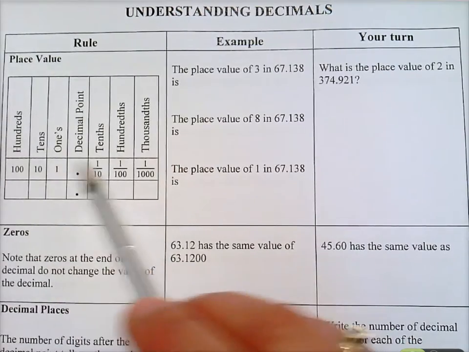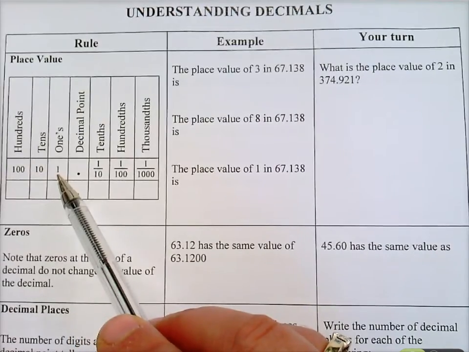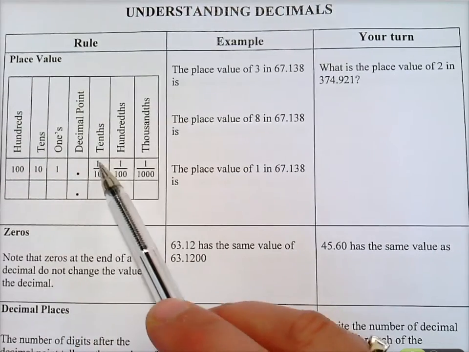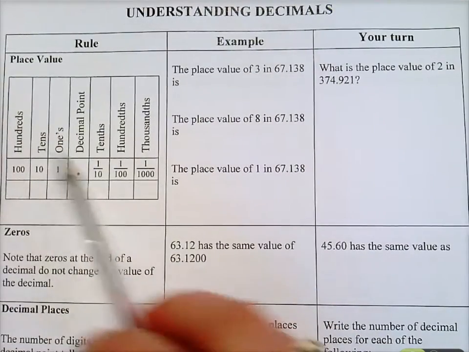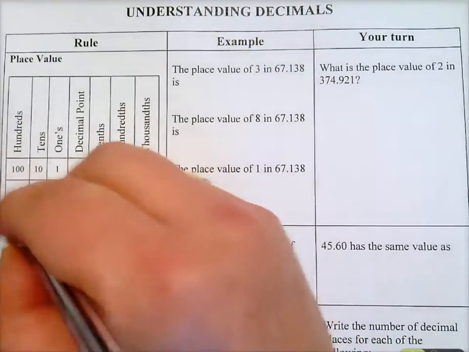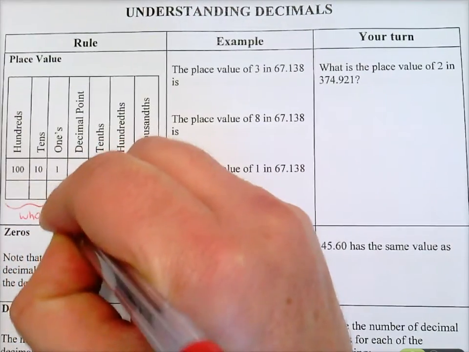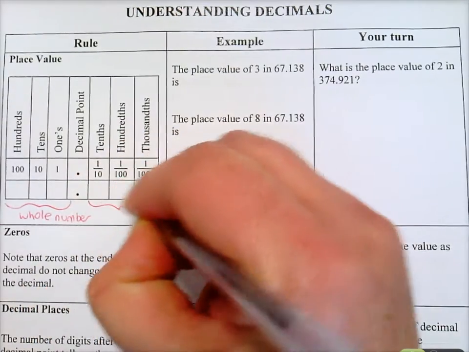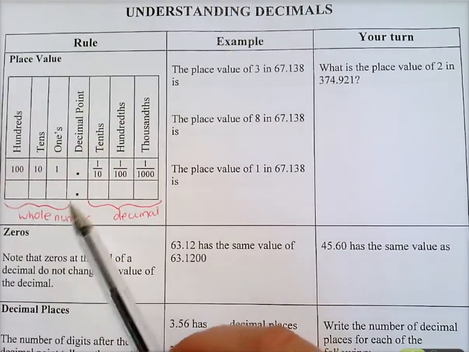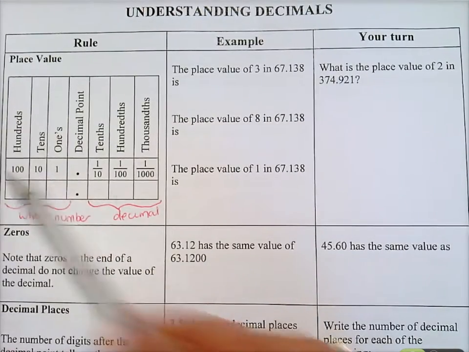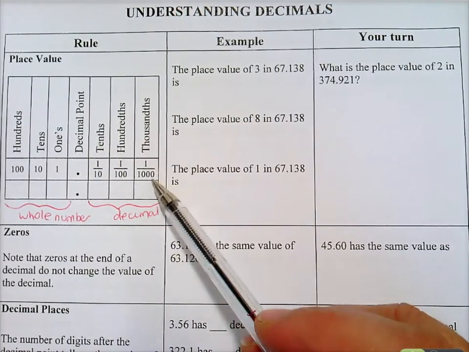So we've got, for example, here's my decimal point. I've got hundreds, tens, ones. You know that already. Then you've got the decimal point. Then you've got tenths, which is 1 out of 10. So we've got our whole number part on the left-hand side of the decimal point, and over here you've got your decimal part. Okay? Now, all of these are bigger than 1.